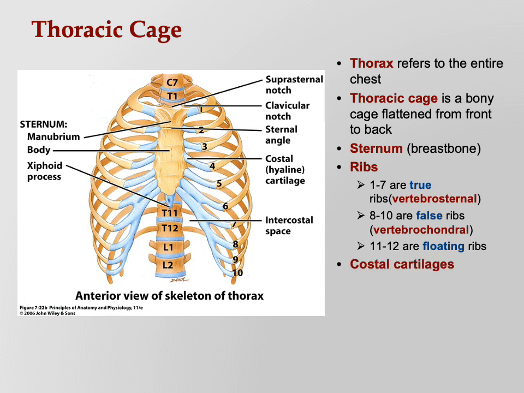Costal cartilage. So costal, another good root word, means rib. So notice how the ribs have cartilages on the end. Those are the costal cartilages. Just cement that in your head right now. Costal means rib. Always, always, always.